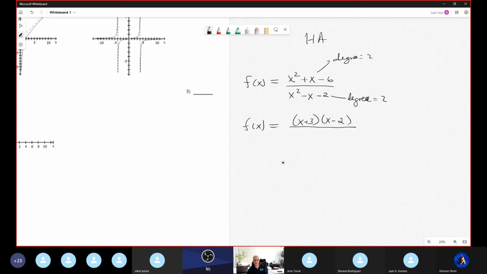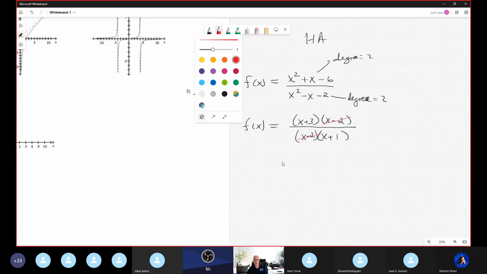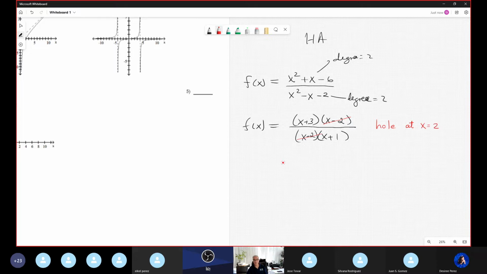Good. And the bottom, similar. 2 parentheses. X is 2 and 1. But opposite sign again, negative 2 and positive 1. Cool. In this example, yes, I detected that one factor is cancelled out. So immediately I know that we have a hole at x equal to 2.